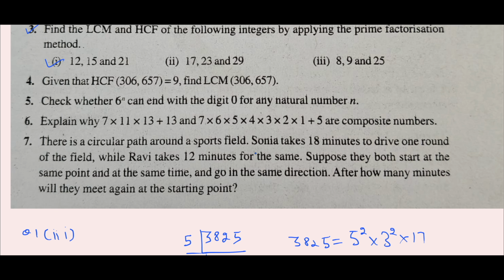Now let us move to question number 4. So 4 is also based on the concept of SCF and LCM, but here we will use the formula LCM times SCF is equal to the product of the given numbers and find out one thing which is missing from the given things.